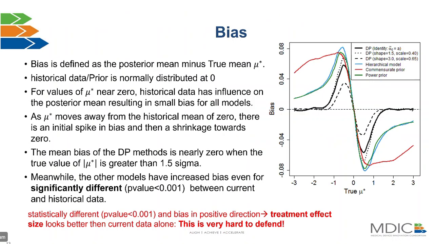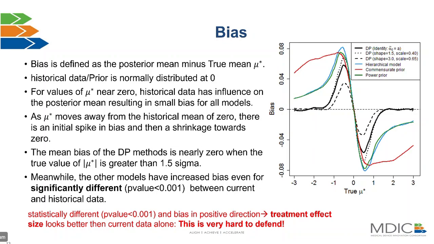So a few years ago, we did some simulations to try to understand how this discount prior approach compared to traditional methods like hierarchical models and power priors. It was a hierarchical power prior approach, rather than a fixed power prior. And then a commensurate prior approach is another approach that is in the literature. And what we found is, so this is a bias simulation.